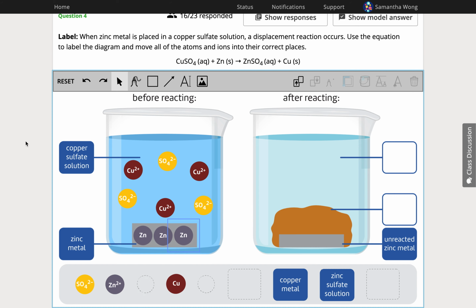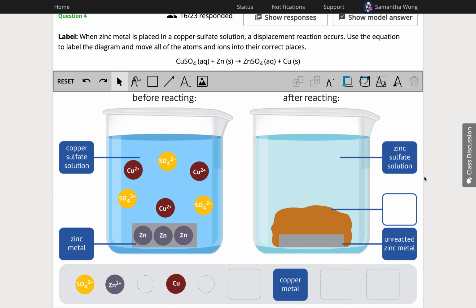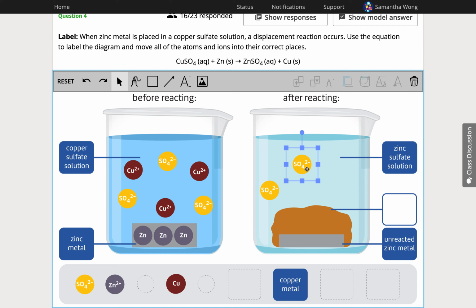Now, all of this is what happens at the start, so before the reaction occurs. After the reaction occurs, we know that we are left with zinc sulfate in solution. So this solution is made up of zinc sulfate. So we're going to go ahead and pop this icon here. So a solution of zinc sulfate. We know we have sulfate, so we're going to drag 3 of these in. And we know we need our zinc ions, so we'll pop 3 of these in as well.